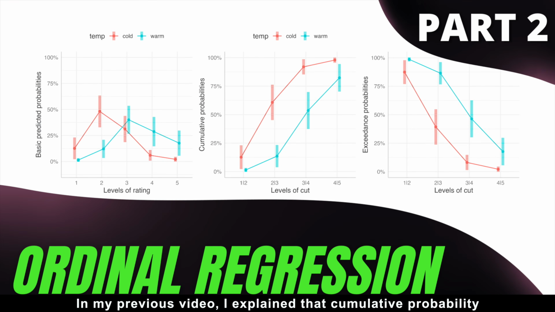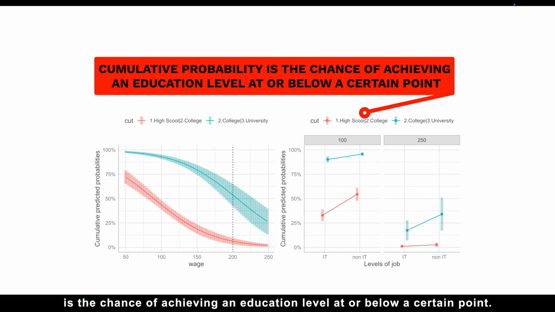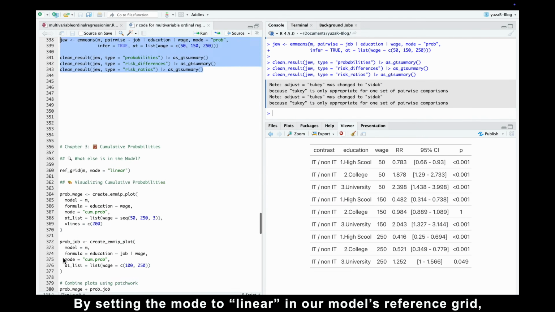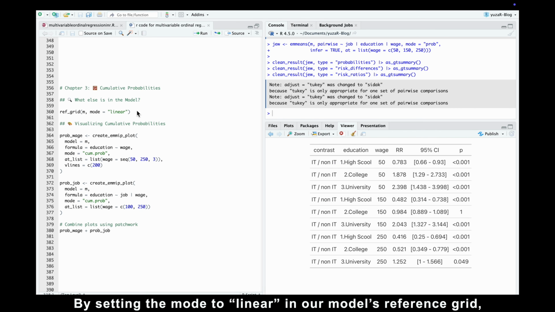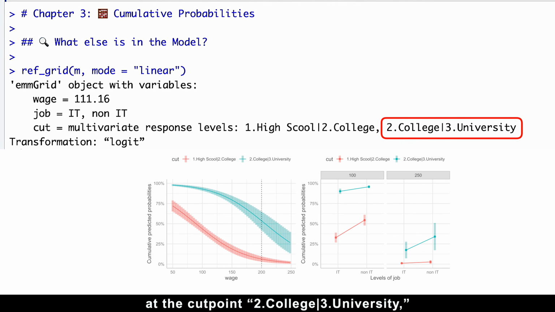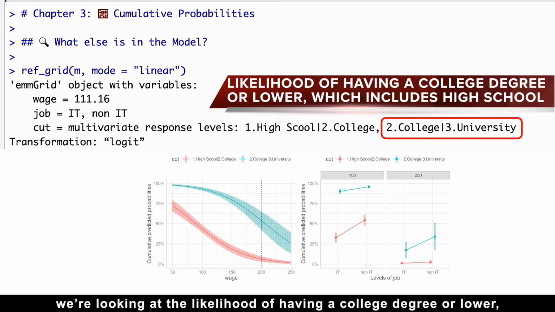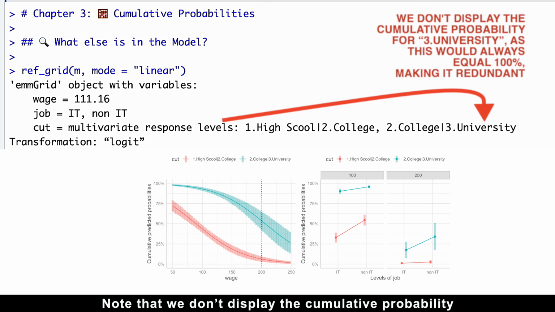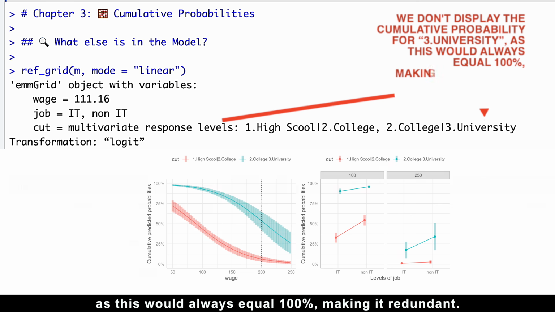In my previous video, I explained that cumulative probability is the chance of achieving an education level at or below a certain point. It's like cutting between education levels. By setting the mode to linear in our model's reference grade, we can explore these cut points. For example, at the cut point college-university, we are looking at the likelihood of having a college degree or lower, which includes high school. Note that we don't display the cumulative probability for rating less than or equal to university, as this would always equal 100%, making it redundant.